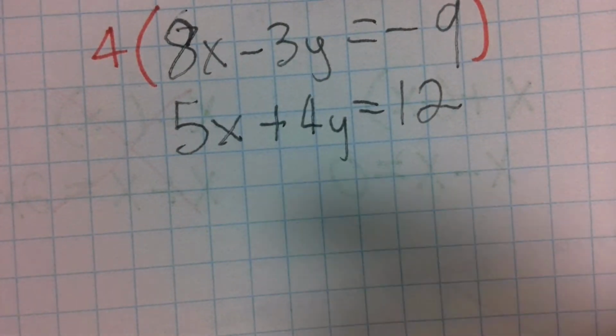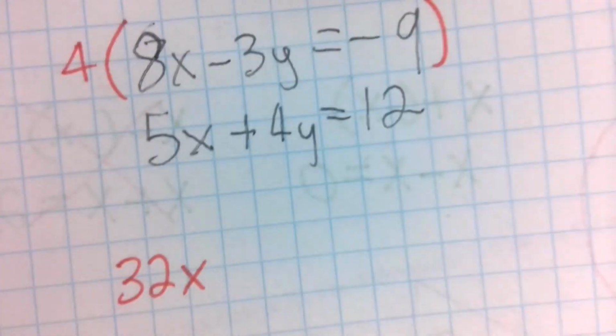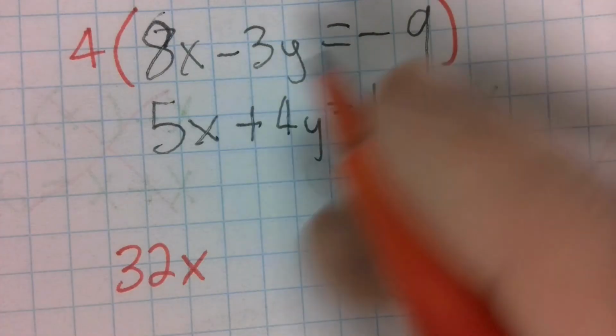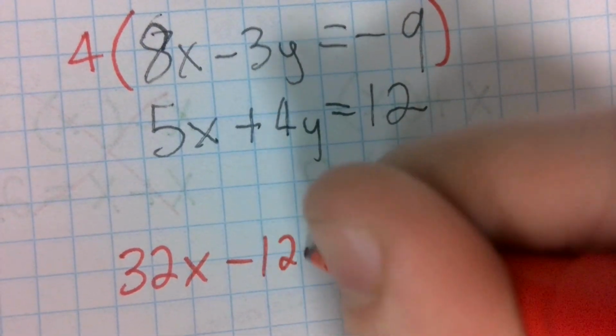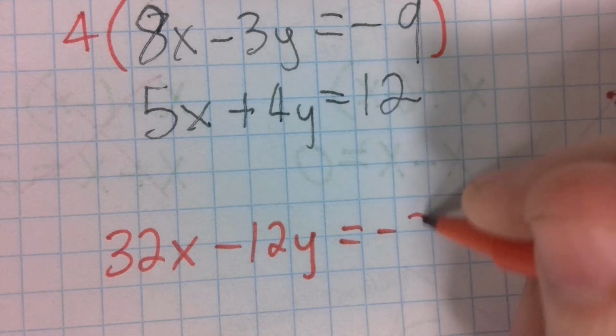That'll give us the following. 8x times 4, 32x. Negative 3y times 4 is negative 12y. That's the 12 we were talking about. And 4 times negative 9 is negative 36.